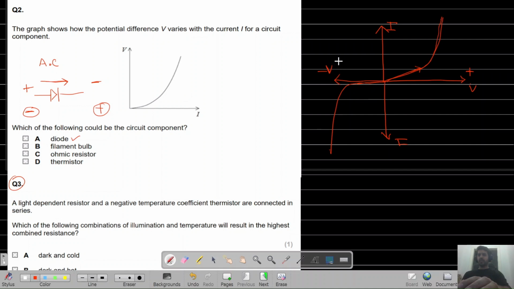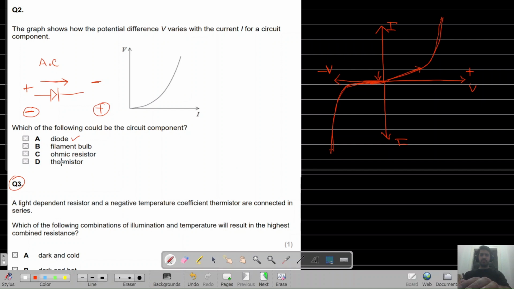And for negative voltage, the current will be almost zero. You will see some current. This is called leakage current, but for all practical purposes, this is almost zero. And then if you increase the voltage beyond a certain limit, this is called the breaking point. This circuit component breaks and then the current becomes infinite. Okay, the next component is filament bulb.